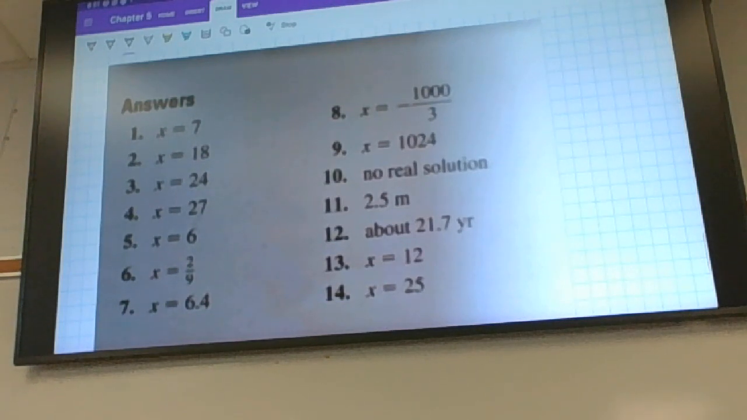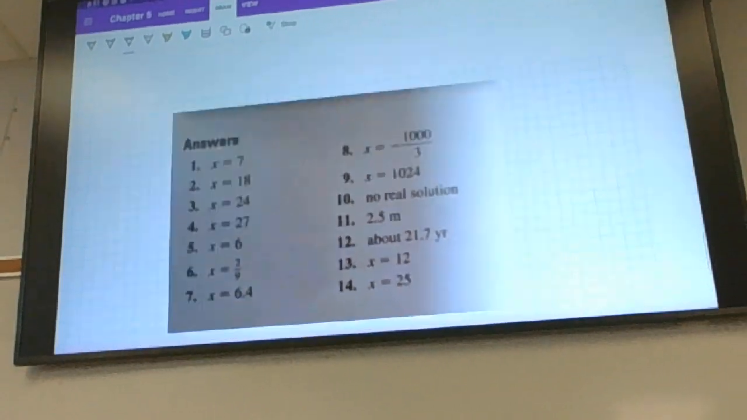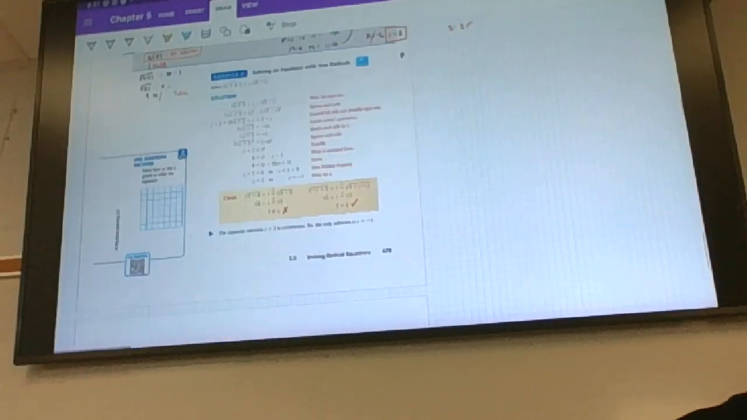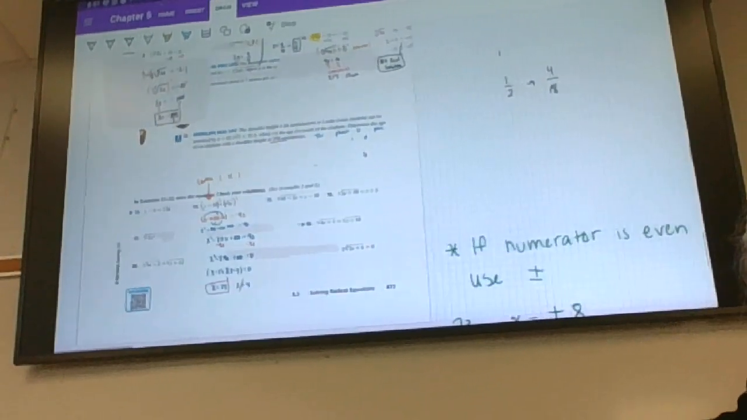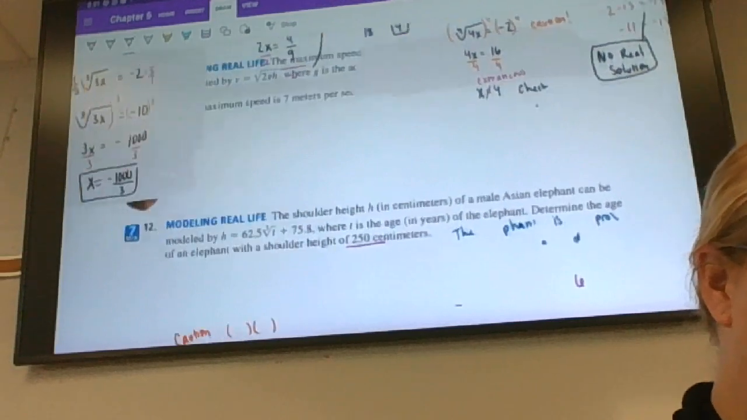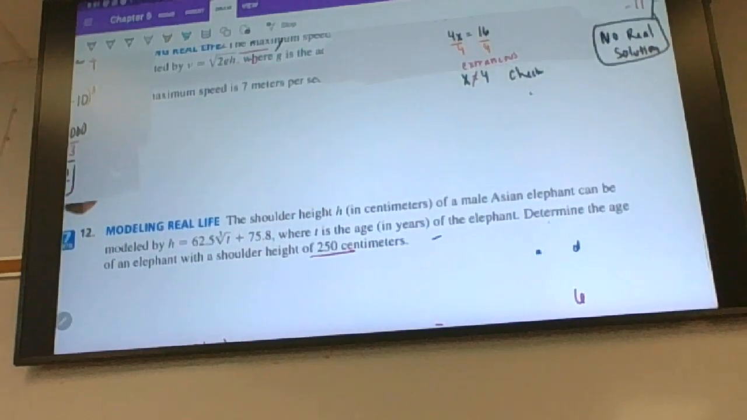Where is Tyler? Oh, can you go over number 18 as well? Maybe. No, but I'm saying, can you go over cutting numbers? Okay, I need to go through at least one of these word problems. 12 is just as good. We got our elephant word problem.